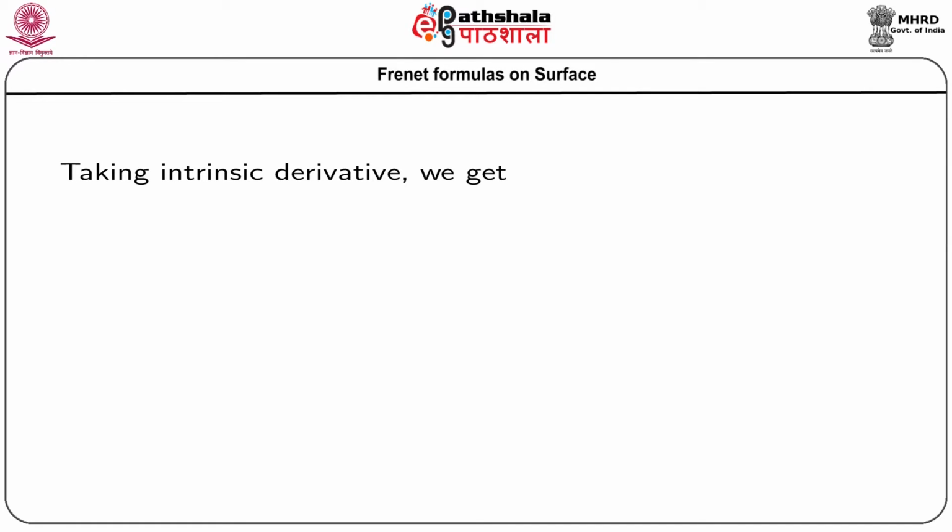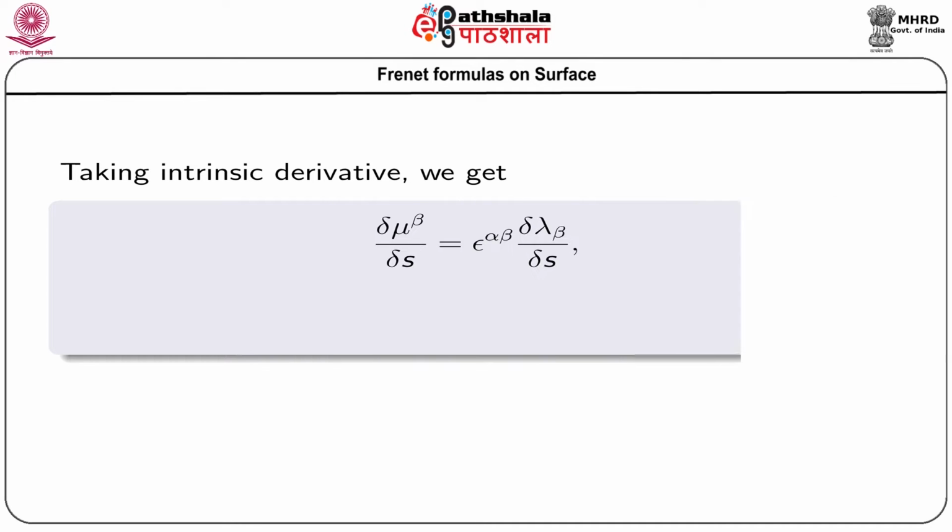Now, taking the intrinsic derivative of the previous expression, we get del mu beta del s equals epsilon alpha beta del lambda beta del s. Now, we know that epsilon alpha beta are the permutation tensors. So, their intrinsic derivative is 0. So, we can get this expression.